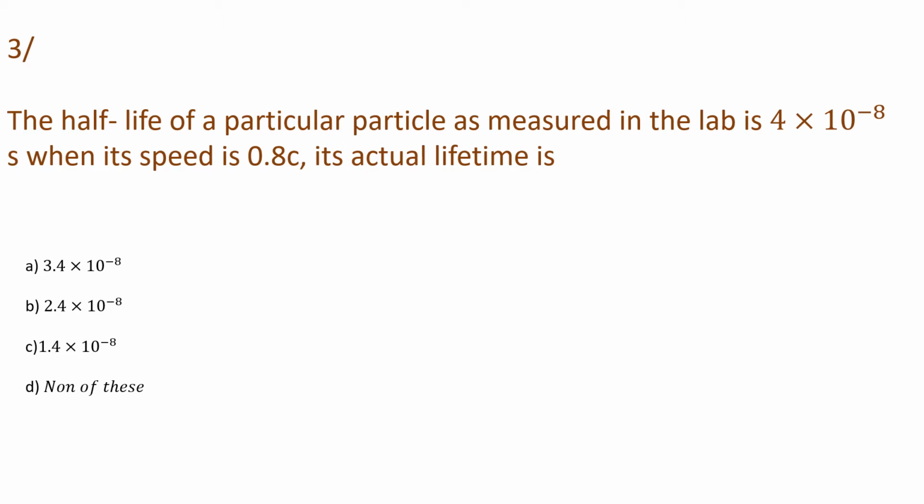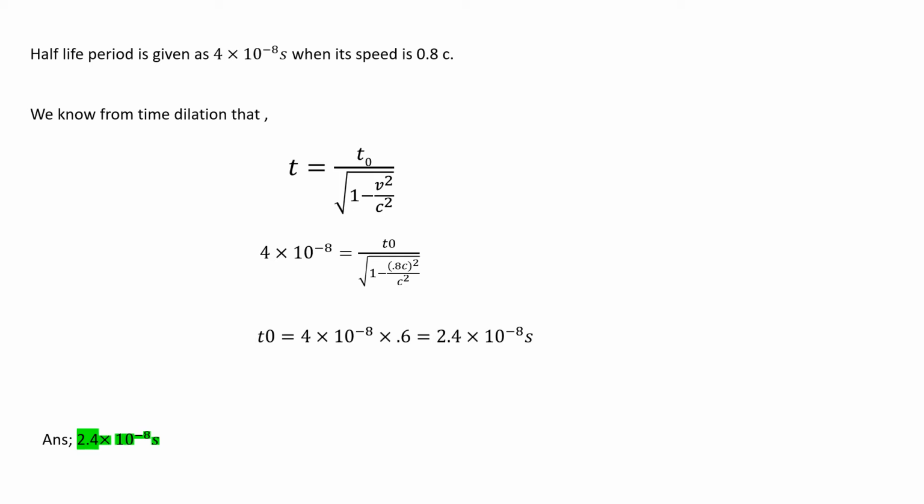Then our next question is: the half-life of a particular particle as measured in the lab is 4 into 10 to the power minus 8 second. When its speed is 0.8 c, its actual lifetime is. And the options are 3.4 into 10 to the power minus 8, 2.4 into 10 to the power minus 8, 1.4 into 10 to the power minus 8, or none of these. So let's see what will be its solution. Here is its solution.